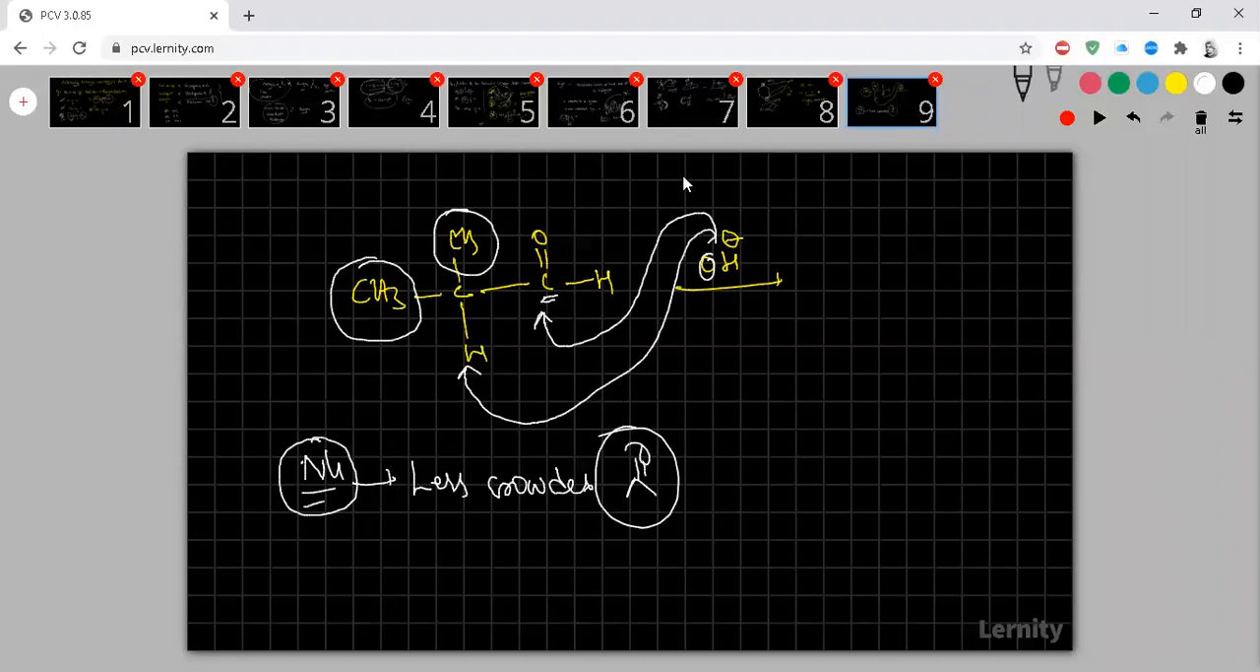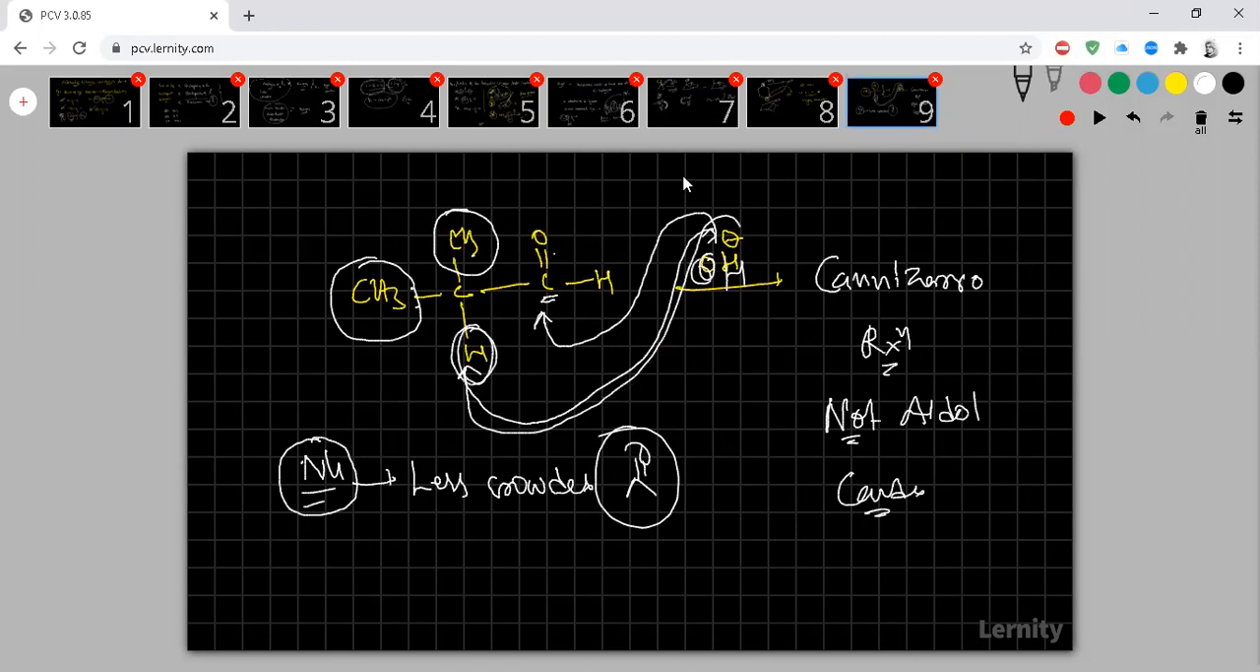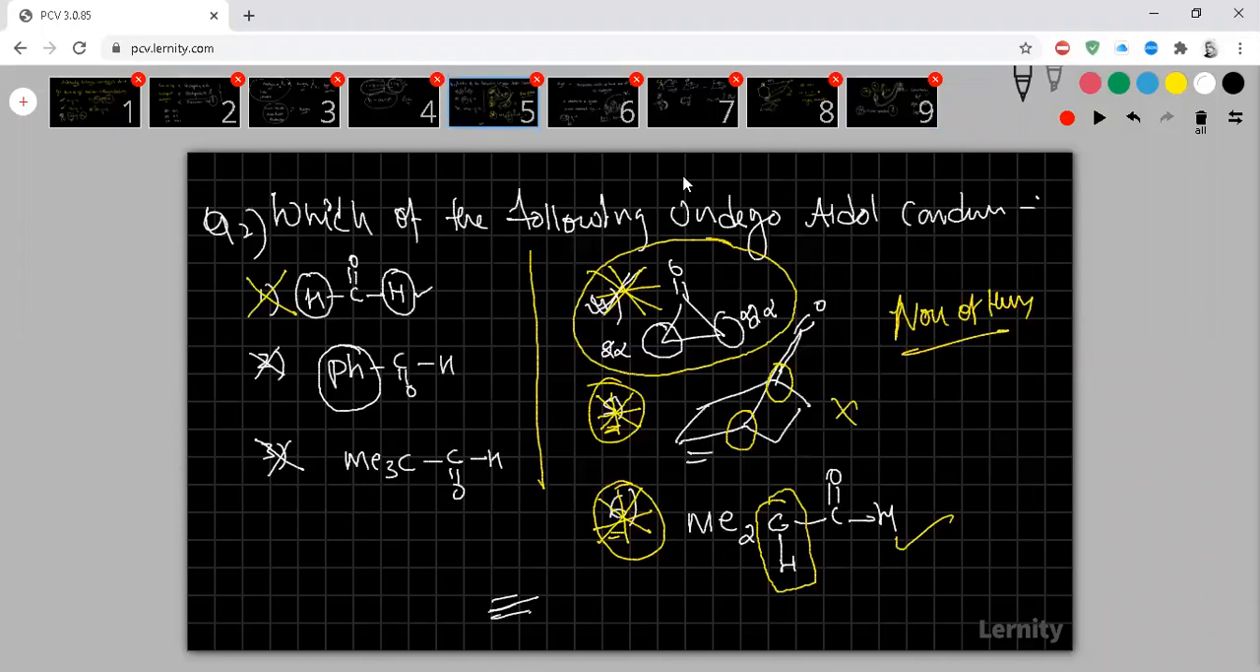In that case, we will get the Cannizzaro reaction, and not aldol condensation. The acid-base reaction does not take place because the crowding is there. So this OH minus cannot come and take this hydrogen easily. Instead of that, it will attack this carbonyl group and undergo the Cannizzaro reaction. Right? So these are the three reasons for these three molecules.